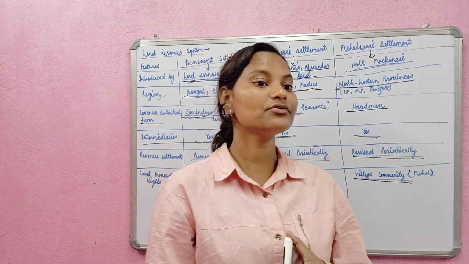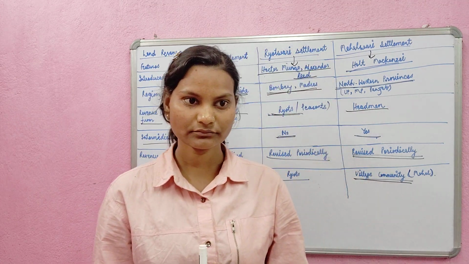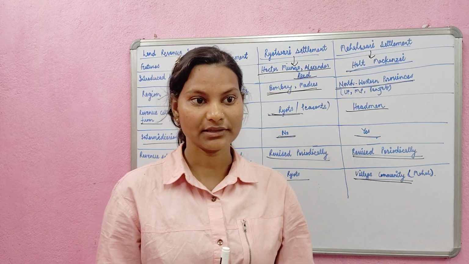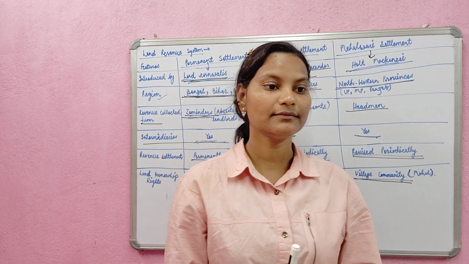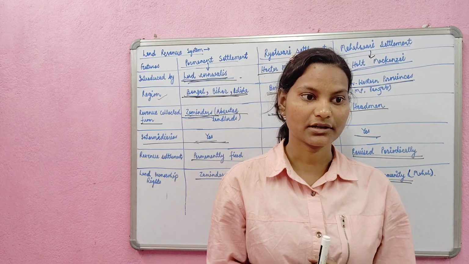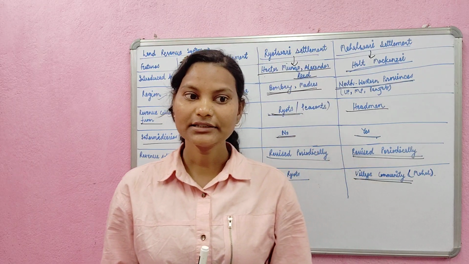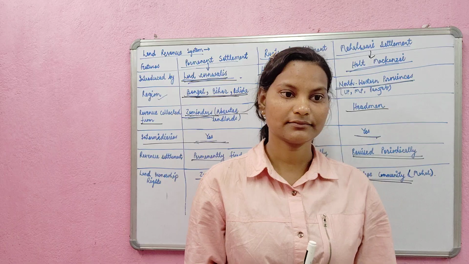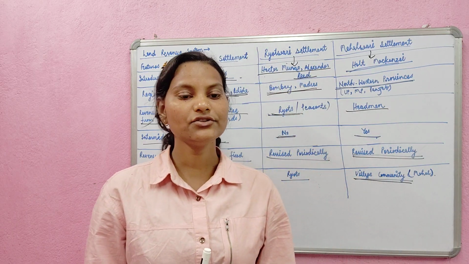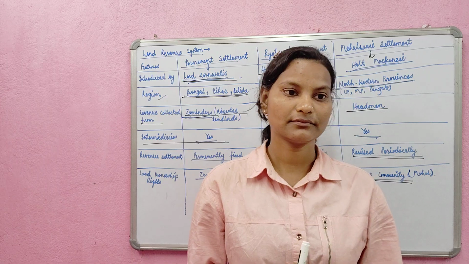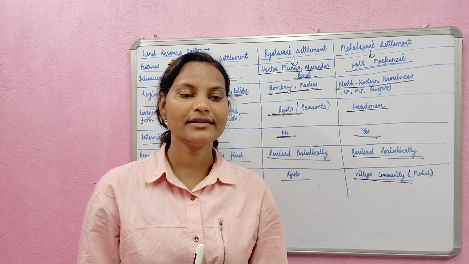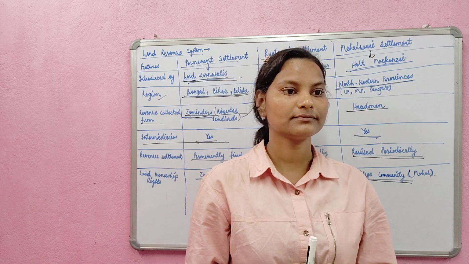Ryotwari settlement was introduced by Hector Munro and Alexander Reed. It was implemented in the region of Bombay and Madras. The revenue was collected directly from the ryots, the peasants. Were there intermediaries in the Ryotwari settlement? No. The revenue was fixed or revised? Revised. Land ownership right was in the hand of the ryots.